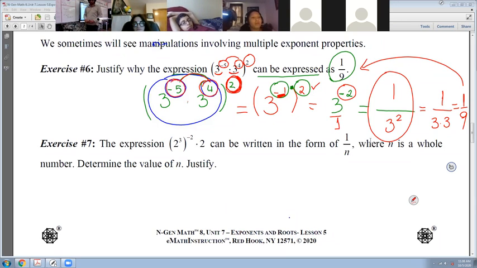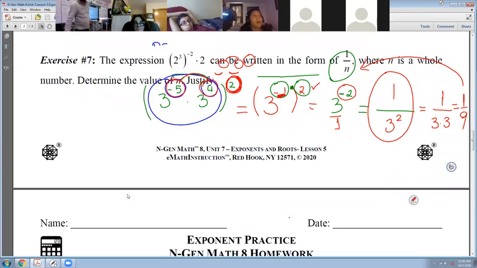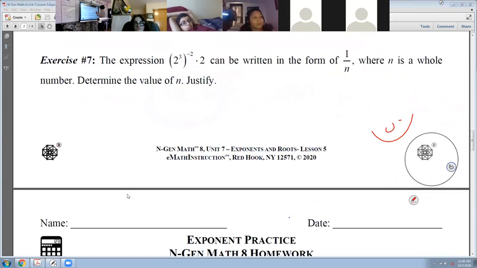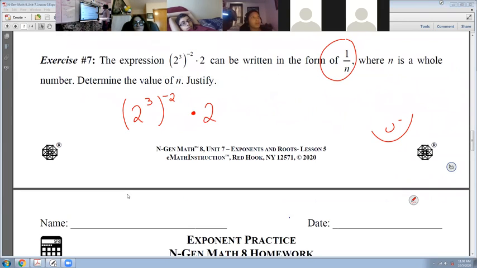All right, thank you. Now let's move to the next one, and this is the last one. Then we will end the session. The expression 2 to the power of 3, all to the power of negative 2, and we have another 2 outside the parenthesis, can be written in the form of 1 over n, where n is a whole number. Determine the value of n.